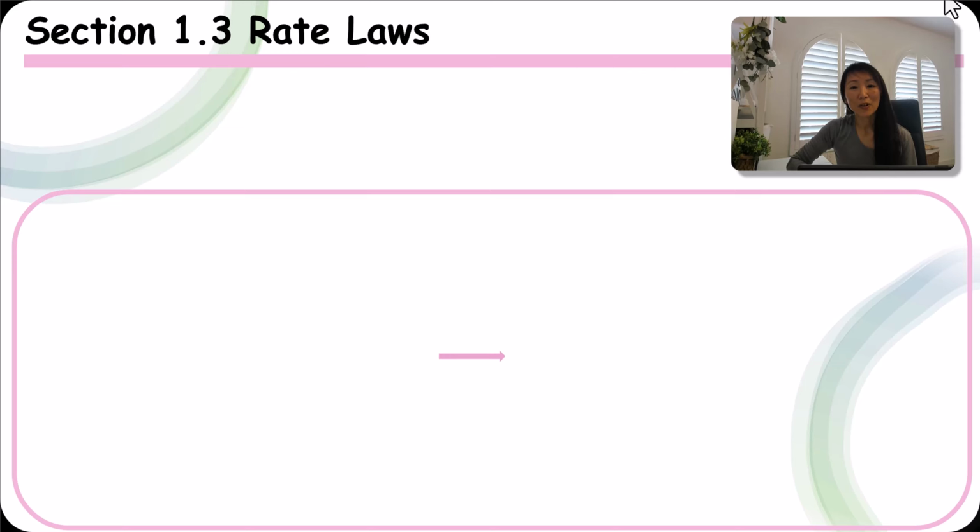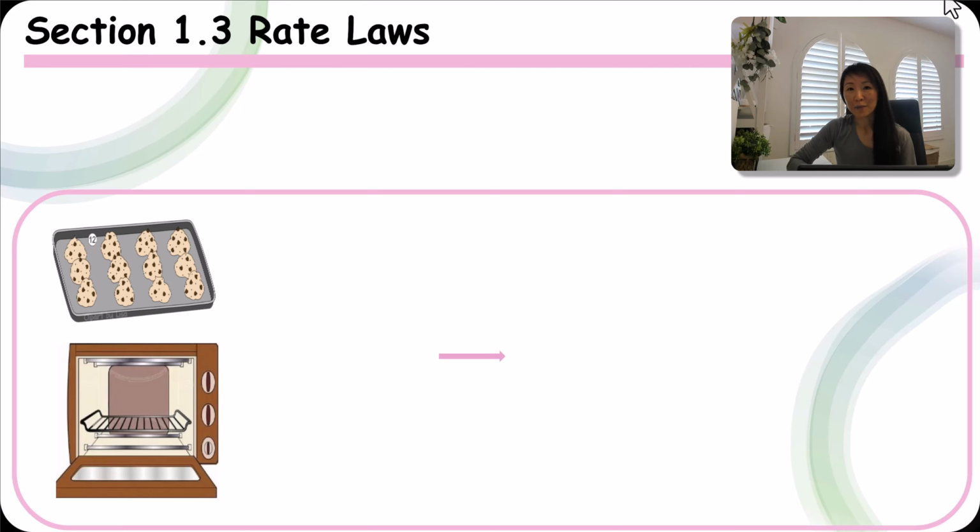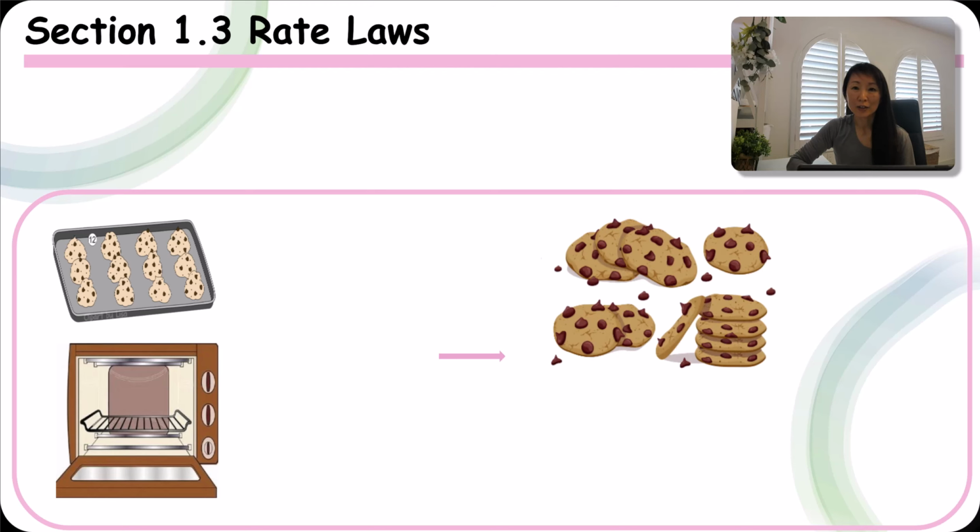In this video, we'll cover rate laws. Say you have a cookie batch ready to be baked in the oven. This batch of cookies is laid out nicely in a tray and it will form into a product, which is the cookie, after you have baked them.